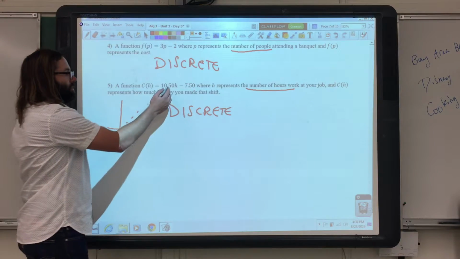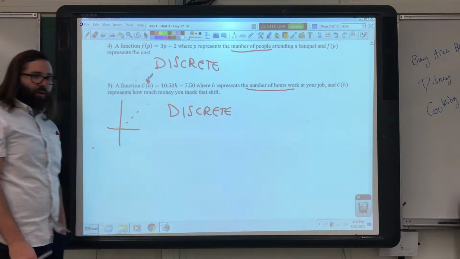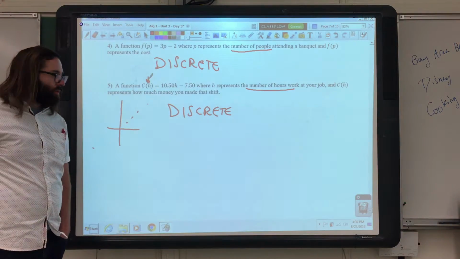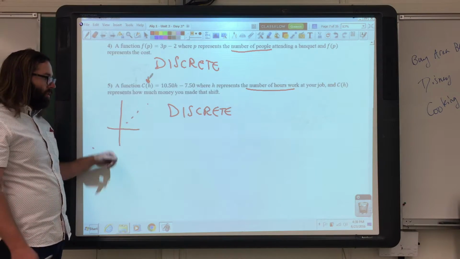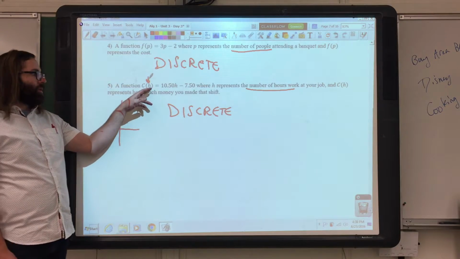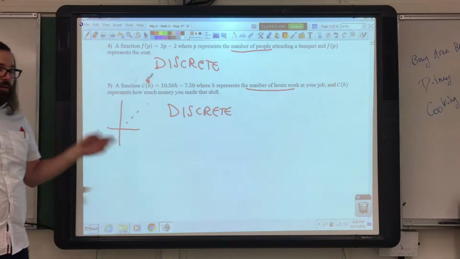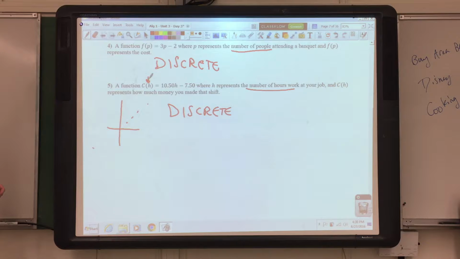Okay, if your independent variable, your input, can only be integer numbers, then you know it's going to be discrete, because it'll give you something like this. If your input, your x or whatever, can be anything, then it's a continuous function.